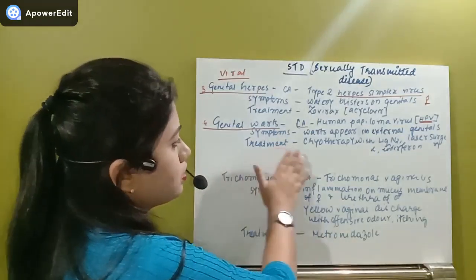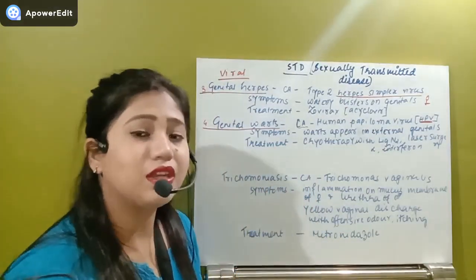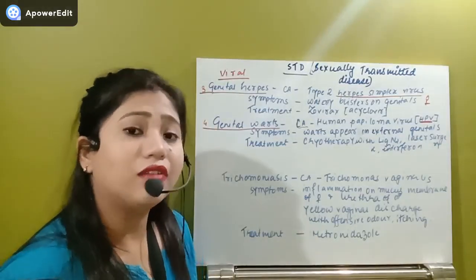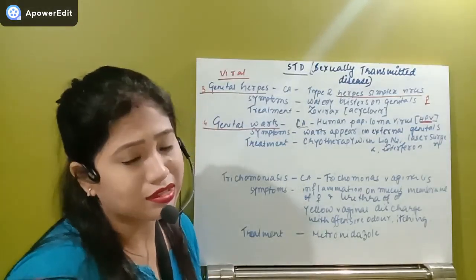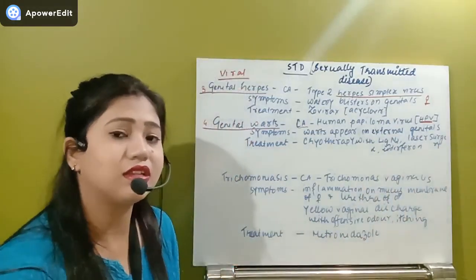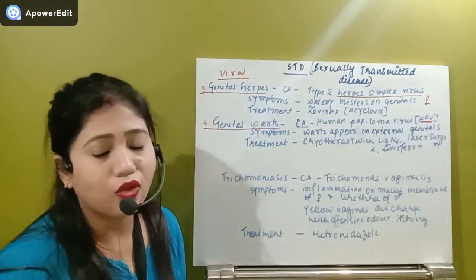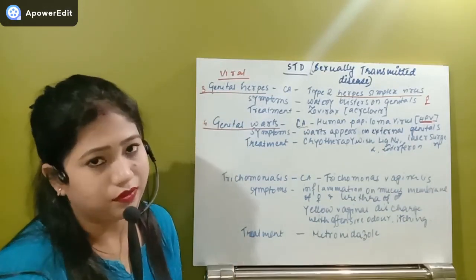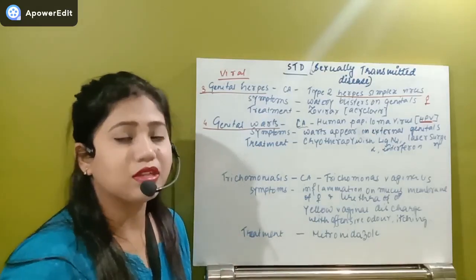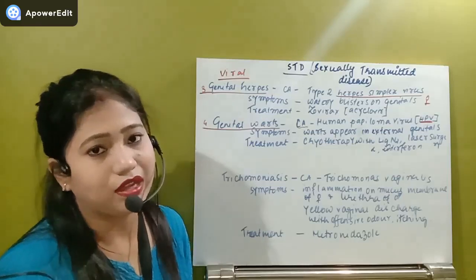What is the treatment? Treatment is cryotherapy with liquid nitrogen. Alpha interferon will work against that virus, and laser surgery can also be done. So laser surgery, cryotherapy with liquid nitrogen, or alpha interferon are the treatments available for genital warts. These are the different types of viral disease.